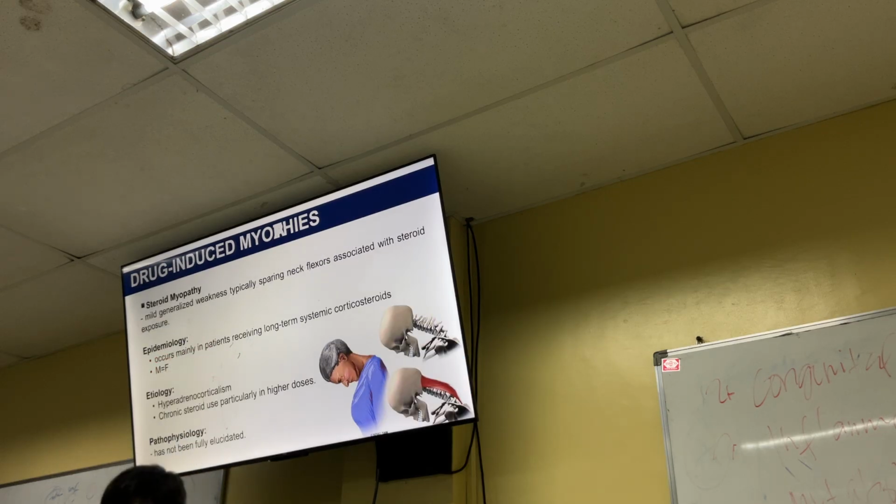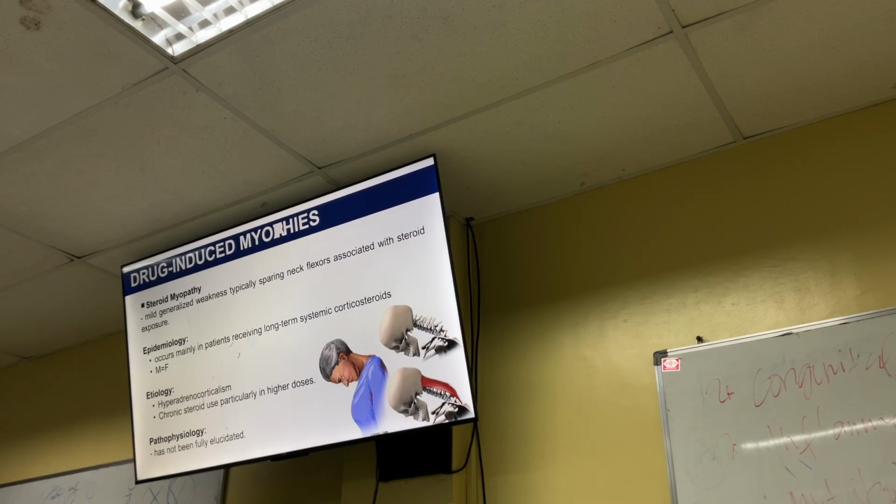Take steroid first. Because of chronic steroid use, particularly at higher doses, it might lead to steroid myopathy, which is mild generalized weakness, typically sparing the neck flexors, associated with steroid exposure. Basically, the reason we have steroid myopathy is the exposure to steroids.